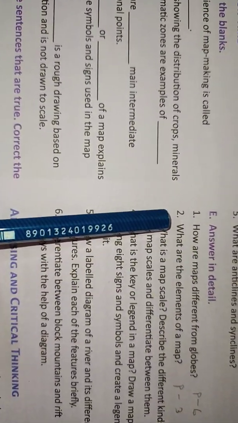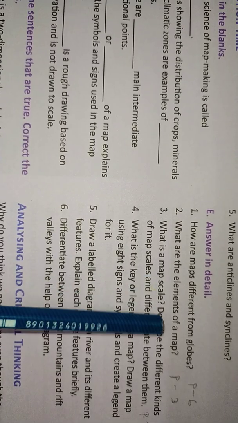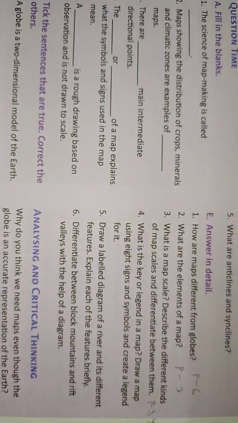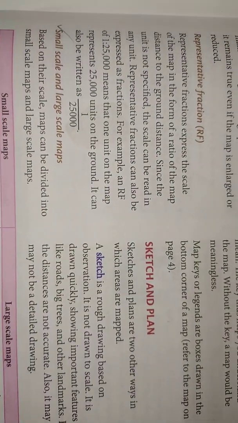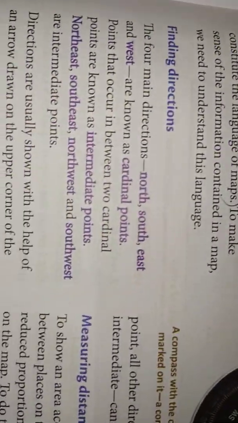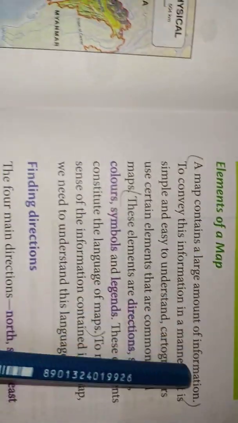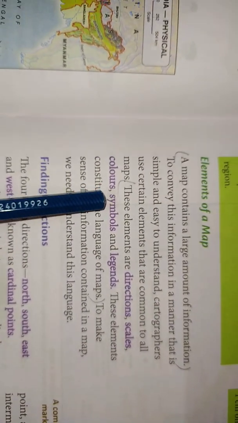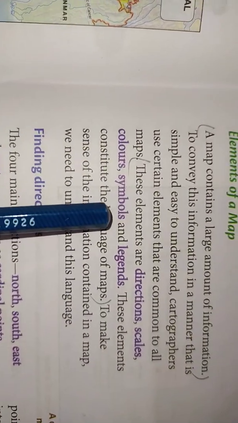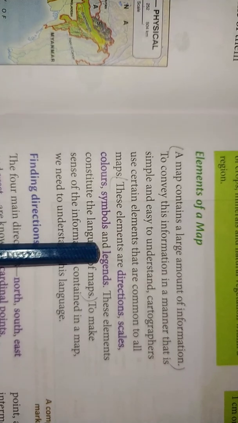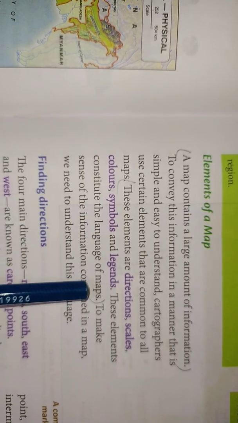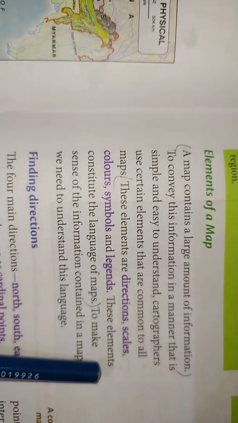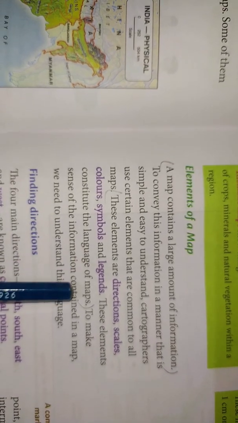Now the question number 2, what are the elements of a map? Page number 3. A map contains a large amount of information. These are 1, 2, 3, 4, 5 elements. The elements are directions, scale, colors, symbols and legend. These elements constitute the language of maps.